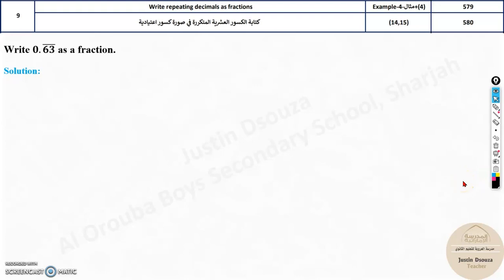Moving on to the ninth topic, we need to write repeating decimals as fractions. Now, a decimal is something like 0.523. This is a decimal point, and you have digits after the decimal. Now, sometimes they might be recurring. It's not like pi. Pi is infinite, but you will have pi as 3.1415, and the numbers keep on changing.